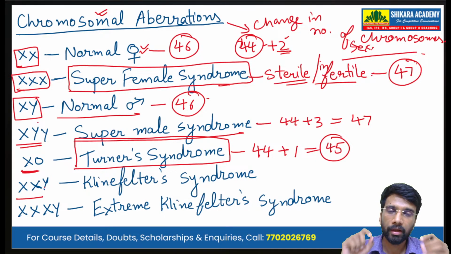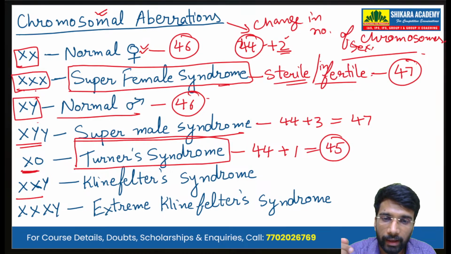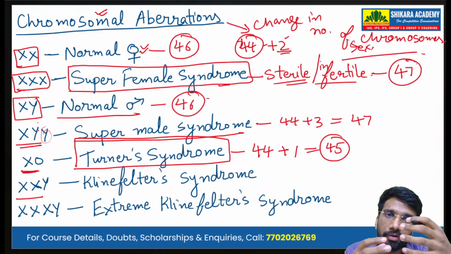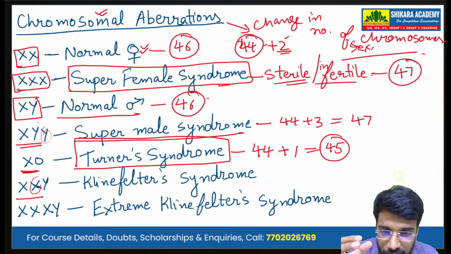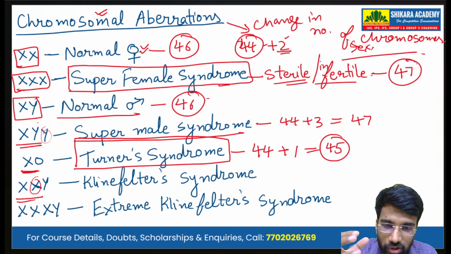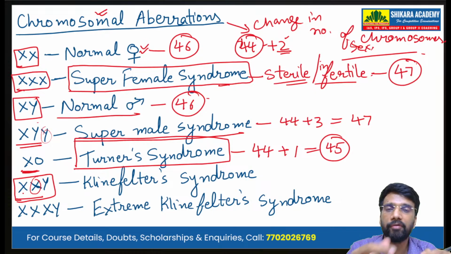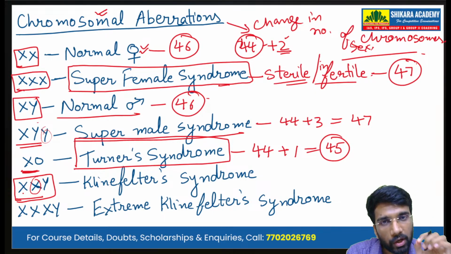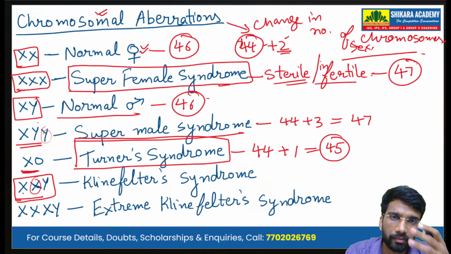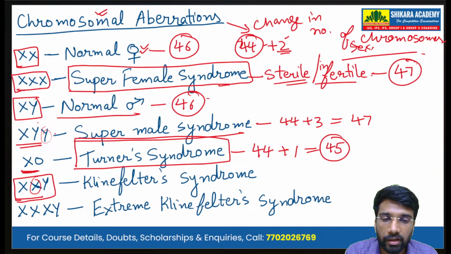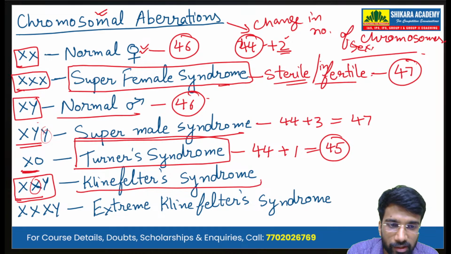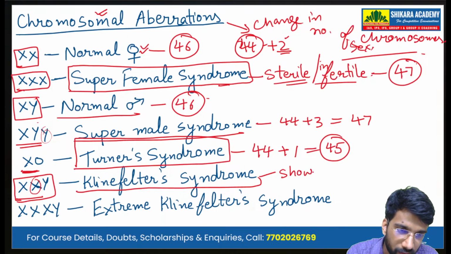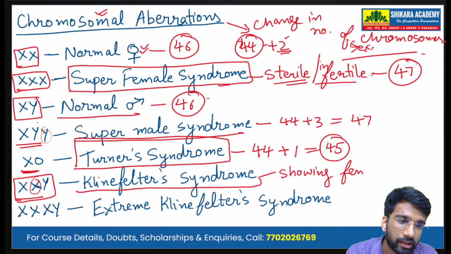Now, if a male individual gets an extra X chromosome instead of an extra Y, the genotype will be two X chromosomes and one Y chromosome, XXY. This genotype is known as Klinefelter syndrome, and this particular male will show feminine characters.